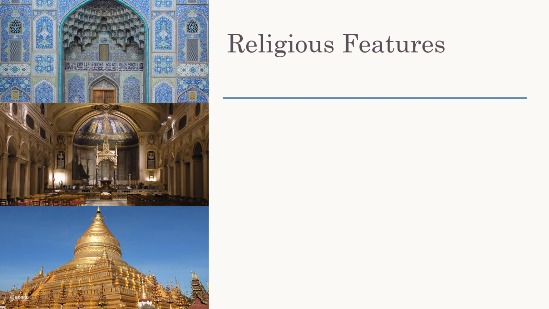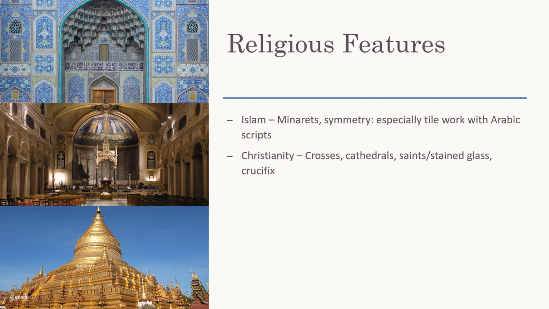So, religious features. When we think about prevalent religious features in Islam, we're seeing minarets, we're seeing symmetry, so that's that top picture here, and tile work with Arabic script especially, right? So we can't show the Prophet Muhammad, and so oftentimes the ways around and the ways to create beauty in mosques and religious features is through this symmetry. With Christianity, if we look at aerial photography of cathedrals, especially older cathedrals and older churches, they're in the shape of a cross oftentimes, right?